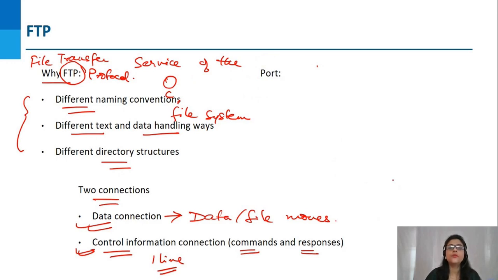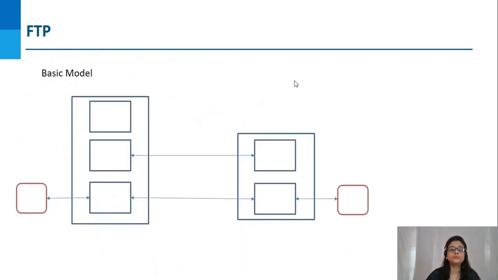The ports used for FTP are two in number. Port 21 is used for control connection and port number 20 is used for data connection. Let us look at the basic model of FTP here. We have the client here and the server here.